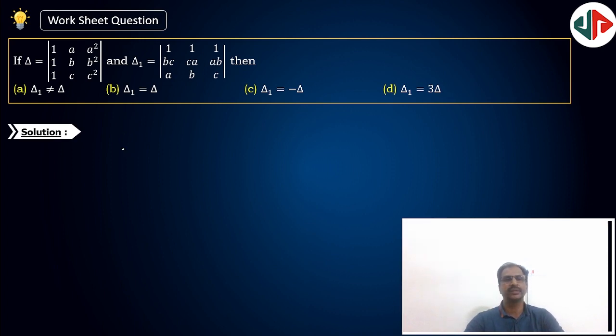Next, delta 1 is given. We have to find the relation between them. For that, I am simplifying delta 1. I am dividing with ABC and I am multiplying with ABC. That multiplication I am doing like this: I am multiplying the first column with A, the second column with B, the third column with C.